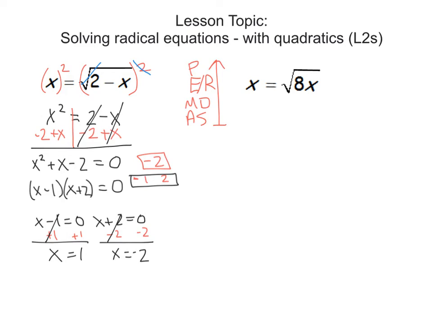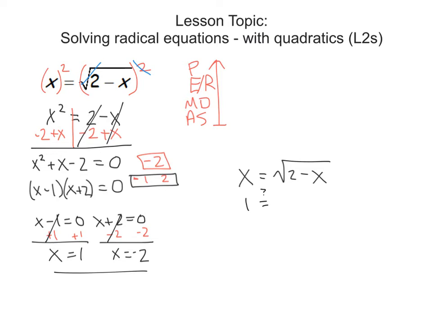Okay, so I do think I need a little bit more space here, so I'm going to get rid of that over there. All right, so we're going to check to see that both of these solutions either work or do not work in the original equation. Our original equation was x equals the square root of 2 minus x. I'm going to start by putting 1 in for the x's here. So we have 1. Does this equal the square root of 2 minus 1, which is 1?